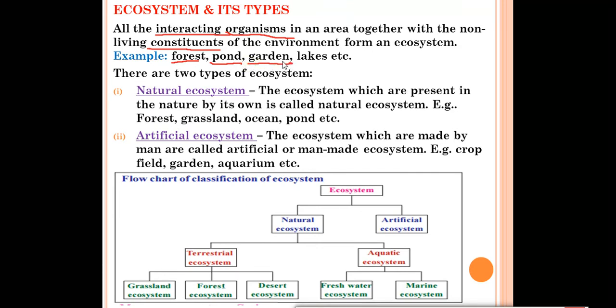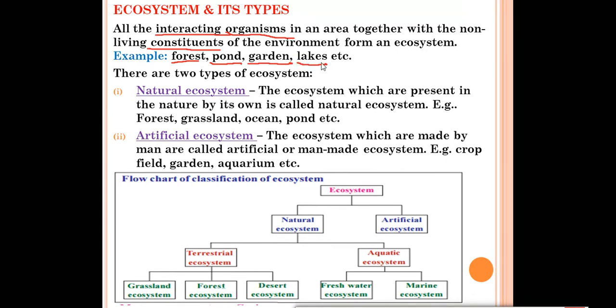In a garden, various types of plants, small trees, flowers, birds, insects, butterflies, air, water, soil, everything will be present, so they will interact among themselves. So a garden is also an ecosystem.